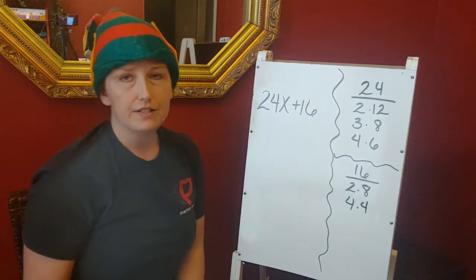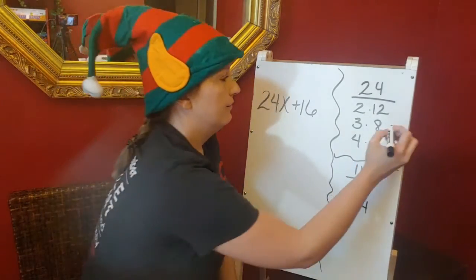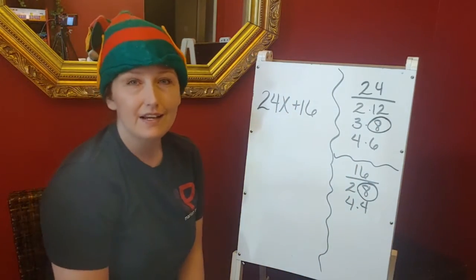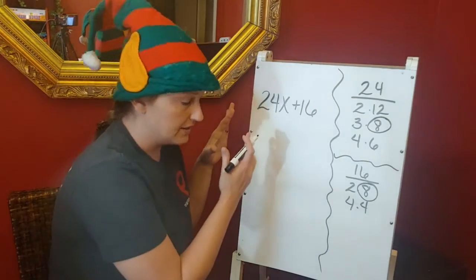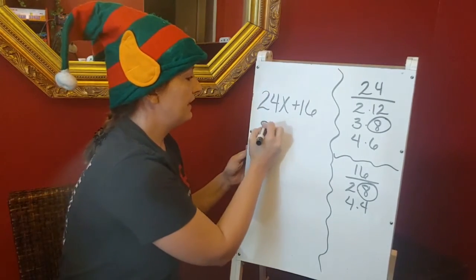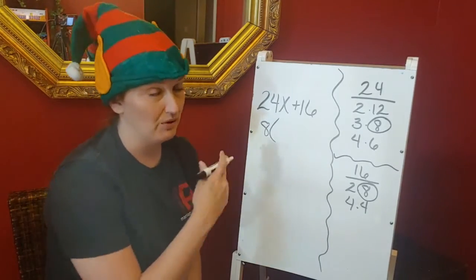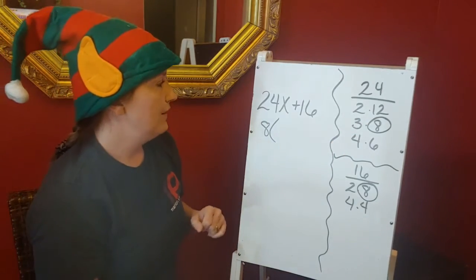And so to factor this, I'm going to look for the greatest common factor. For this, they both share a factor of 8. So that number is what I'm going to pull out of this expression. So I'm going to write my 8 right here. I'm going to put my parentheses, and I'll show you in just a second why we put those parentheses. But I factored out my greatest common factor.